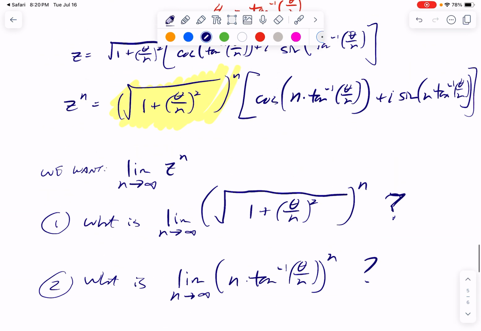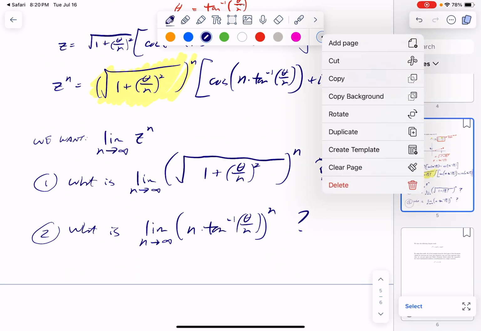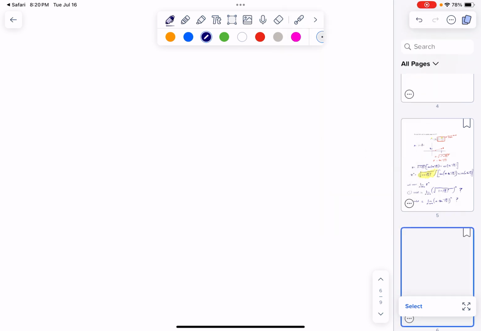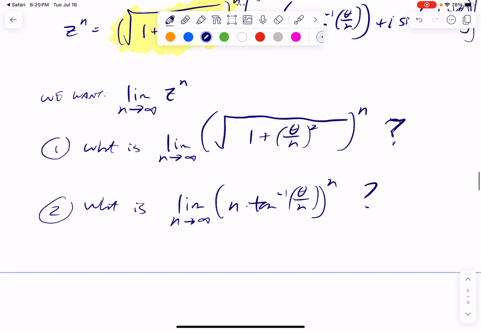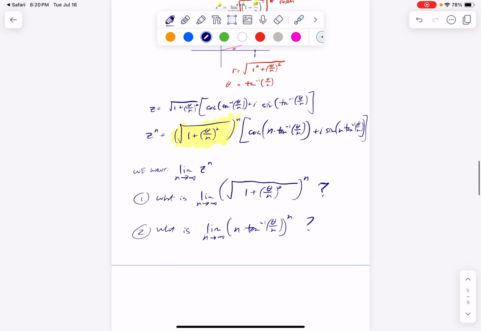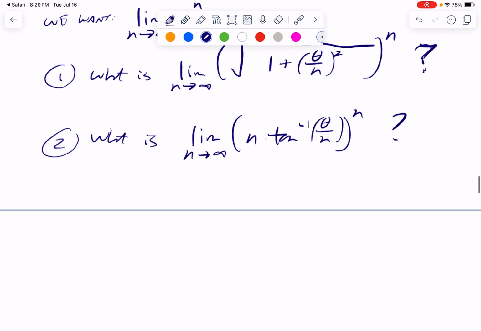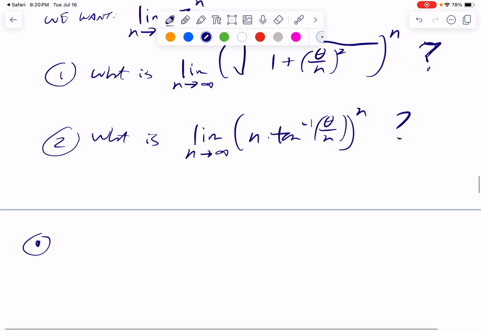All right, so I need to add some pages to do this, and I'm going to be doing some slick things. L'Hopital's rule is going to show up. Don't feel like you have to memorize all the details, but just appreciate that everything I'm doing is something you know. So let's do number 1 first.